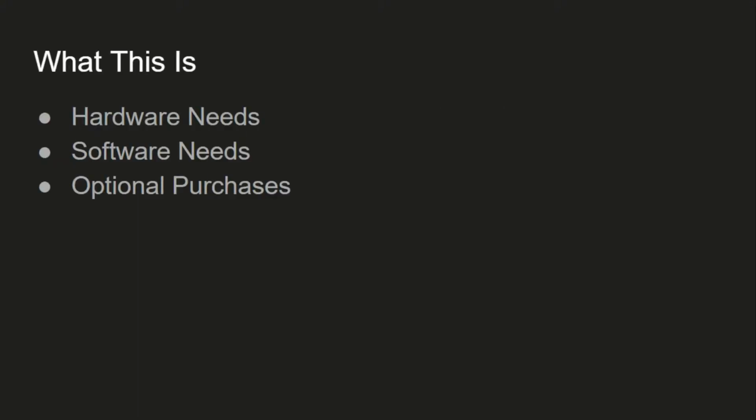First, we're going to talk about what this is really going to be about. I'm basically going to be going over three things. Number one is your hardware needs. Number two, your software needs. And number three, optional purchases in case you do have some money to spend towards becoming a producer. This is not necessarily going to be a direct tutorial on how to make a beat, although I do plan on making a video on that probably tomorrow. So yeah, let's go ahead and get into this.